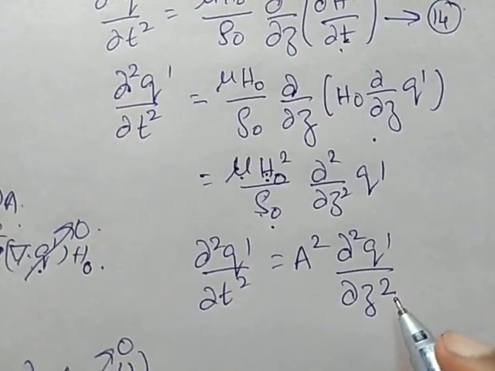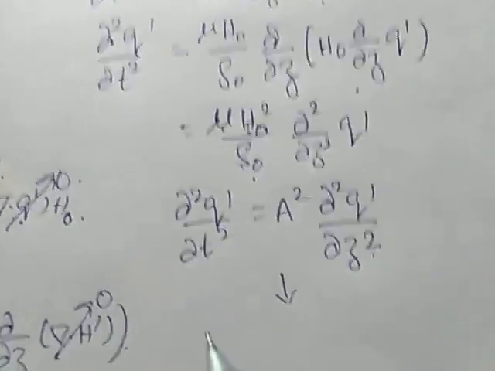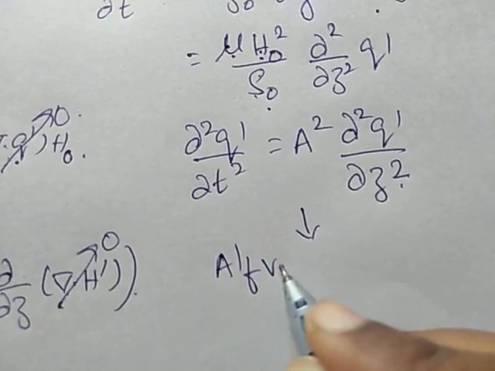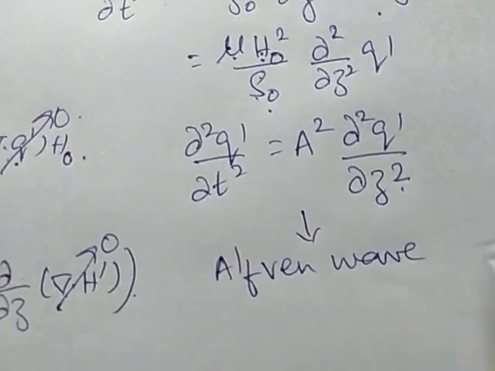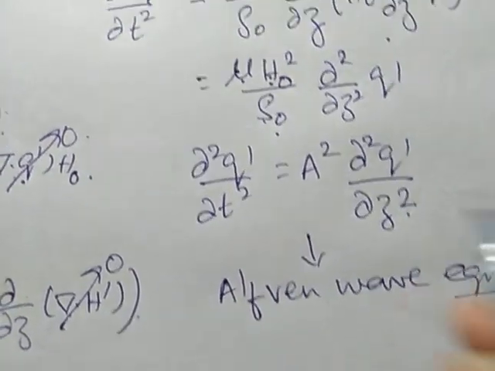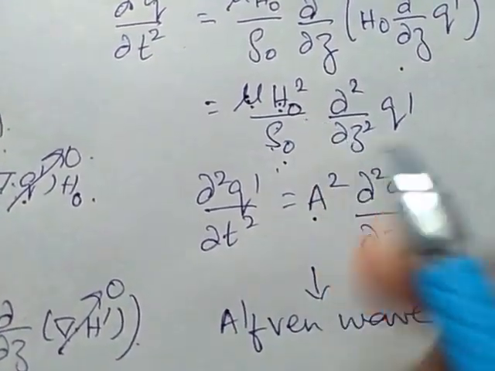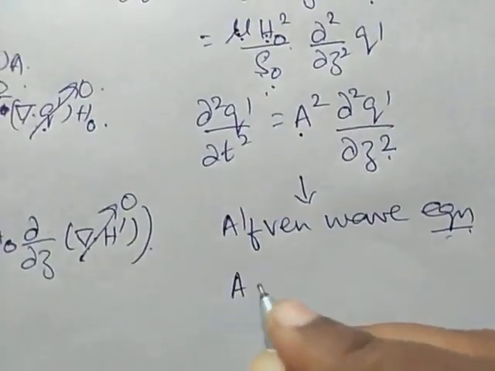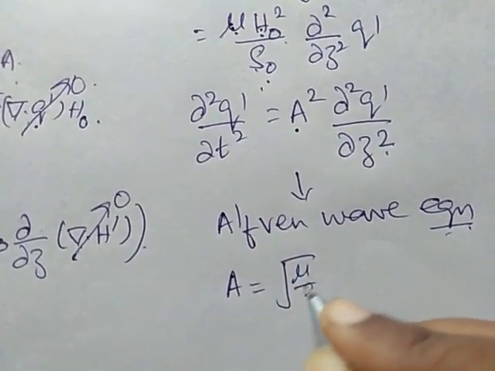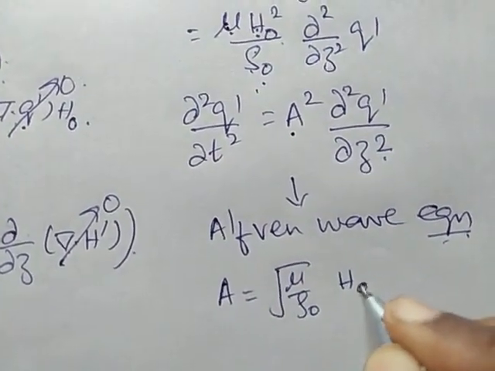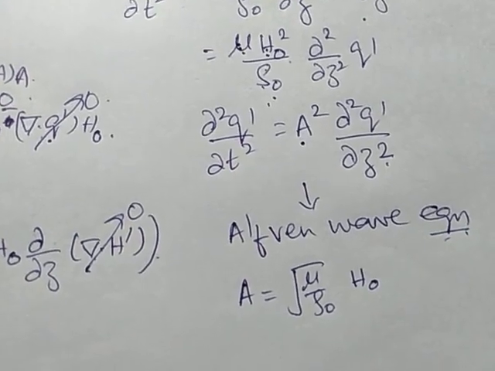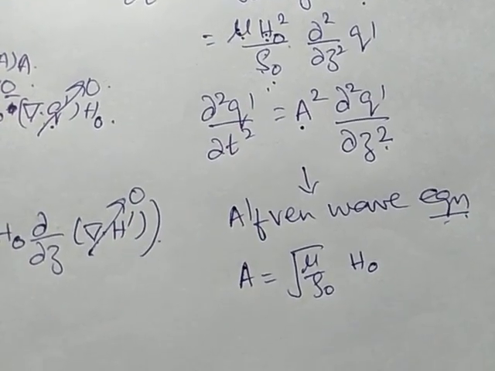So this equation we call the Alfvén wave equation. And what is our A? It is the square root of mu by rho naught of H naught. So our A is the square root of mu by rho naught of H naught. This is one kind of Alfvén wave equation.